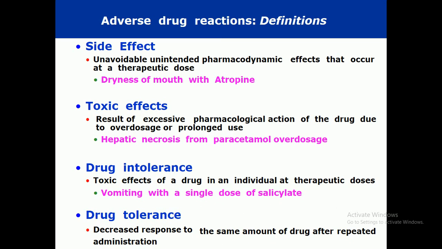The third one is drug intolerance. Drug intolerance can be defined as a toxic effect of the drug in an individual at therapeutic doses. So what is drug intolerance? For example, vomiting with a single dose of salicylate, salicylic acid. Sometimes due to a single dose of salicylate, vomiting can occur. This is called drug intolerance.